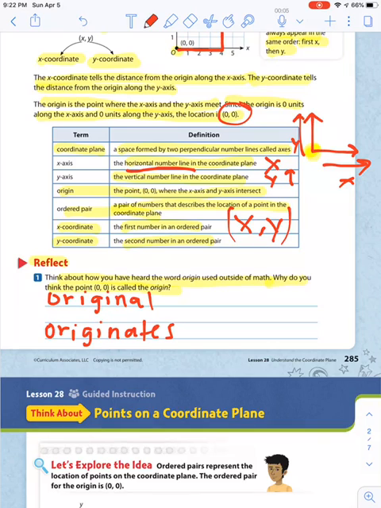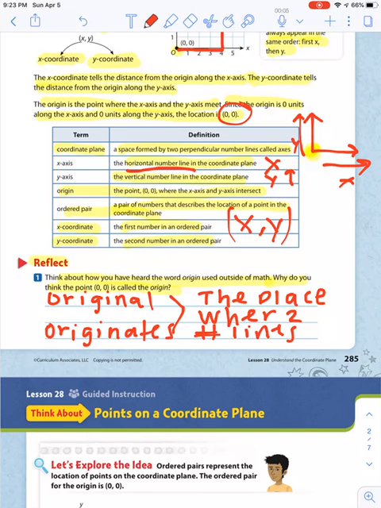So, why do you think the point 0, 0 is called the origin? Well, the origin is the place where two number lines start. So we're going to say the place where two number lines start. And again, what are our two number lines? Our two number lines are our vertical and our horizontal, our x and our y axes.